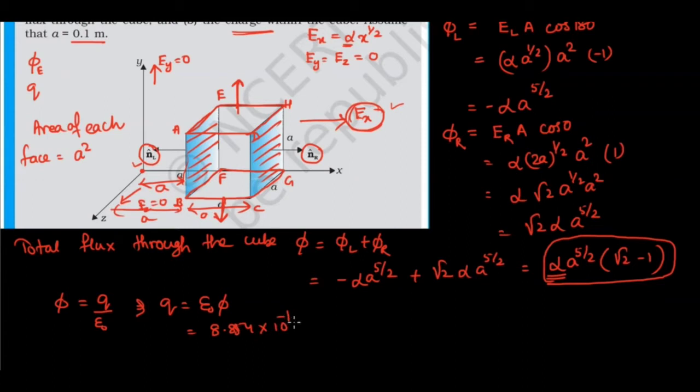So epsilon naught is 8.854 into 10 to the power minus 12, and in place of phi put this value, alpha a to the power 5 by 2 whole into root 2 minus 1. So do all the calculation and you will get the answer to this question. So students, in this way you can solve this question, and now we'll proceed to the next one. So look at the next question.